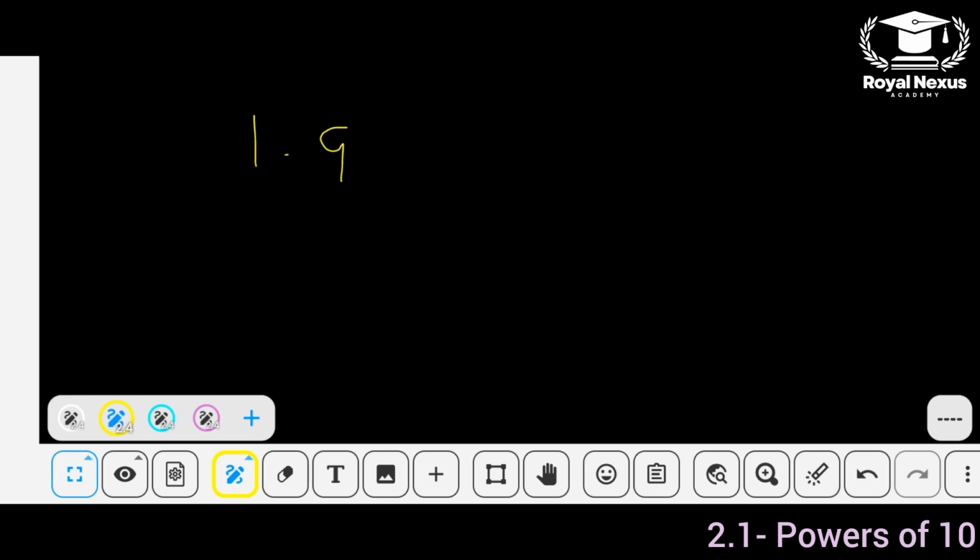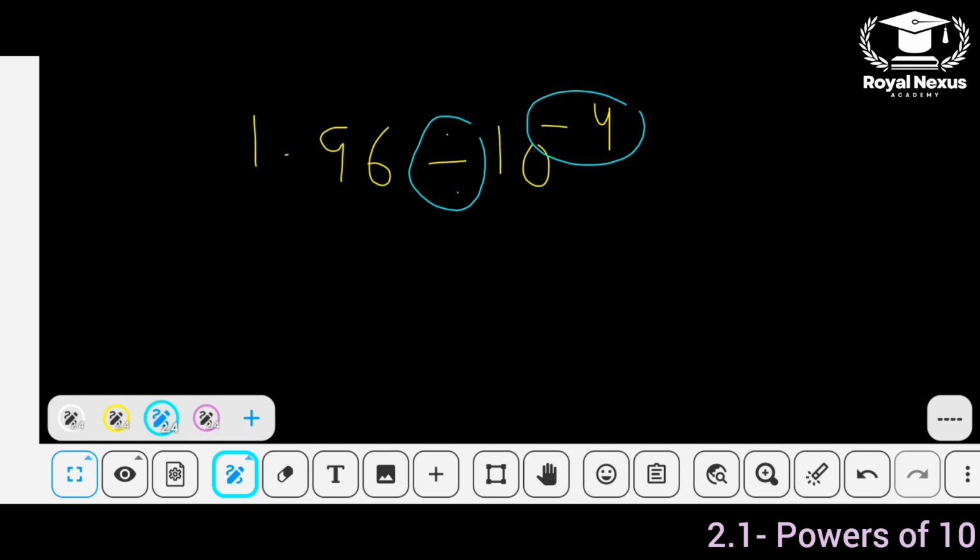The last question is 1.96 divided by 10 to the power minus 4. This is somewhat a sophisticated question because there is a division sign over here as well as the negative power. So the first step is that you need to convert this negative power into a positive power. And how will you convert it? You just need to write it like this: 1.96. The division sign will come as it is, and in order to make this power positive, you need to take a reciprocal of it. So it is 1 upon 10 to the power 4.